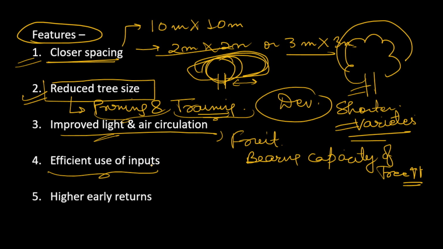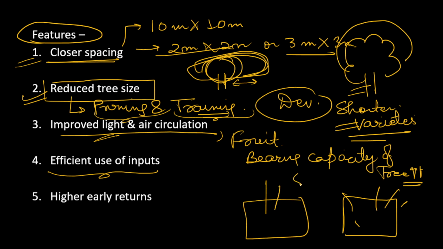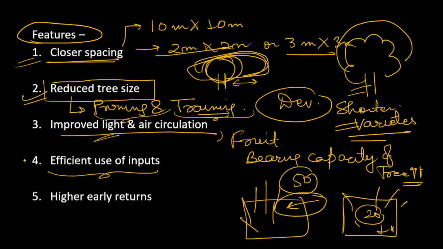Then there will be efficient use of inputs. Suppose we are applying some fertilizer or some pesticide. If a land has 20 trees versus 50 trees, obviously the same amount or a slightly higher amount can be applied. So overall the resource use efficiency is increased, because with 20 trees there will be more wastage, and here the trees are more dense. Whether it be fertilizer, irrigation water, pesticides or other operations, our resource use efficiency will increase.